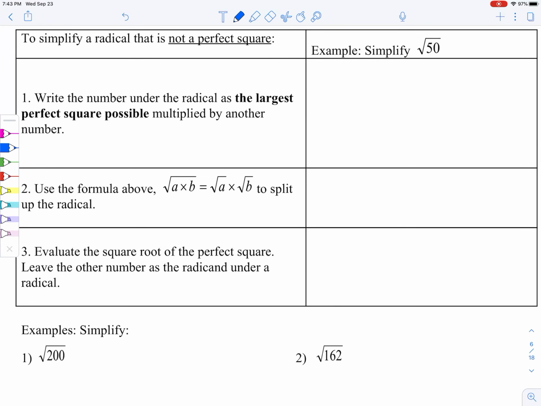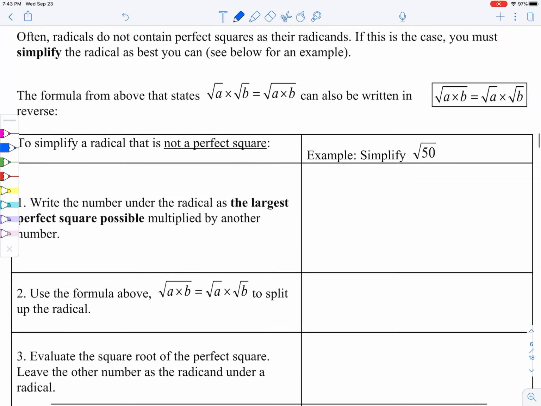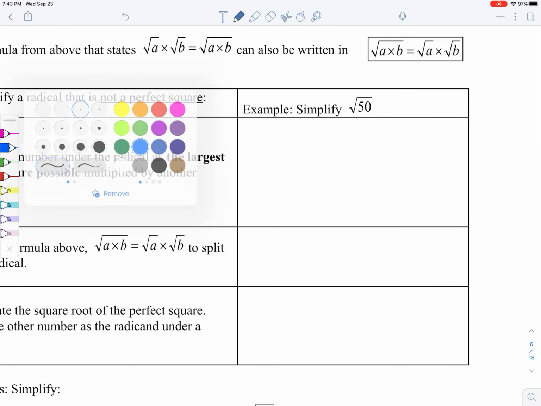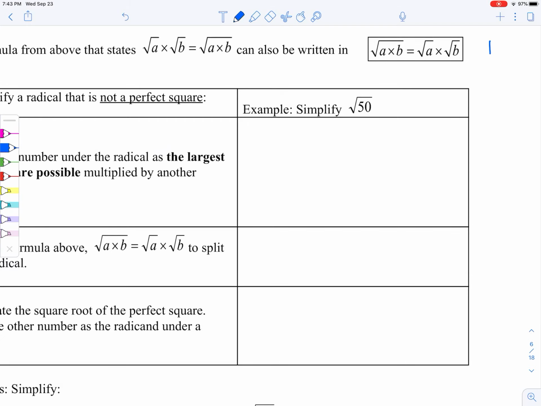If we want to simplify root 50, it says write the number under the radical as the largest perfect square possible multiplied by another number. So the first thing I'm going to do is I'm actually going to write out what all the perfect squares are. And you should probably have them written out somewhere up to 15.